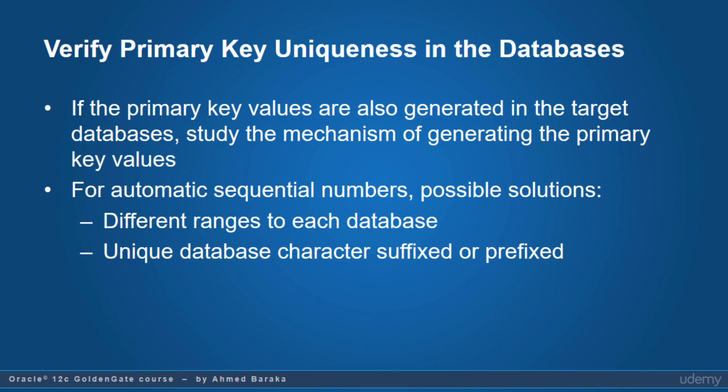If the mechanism is based on generating automatic sequential numbers, you may consider one of the following solutions. You can make each database generate its own range of values. Another solution is to prefix or suffix the generated primary key values with a fixed character or a number that is unique to each database.